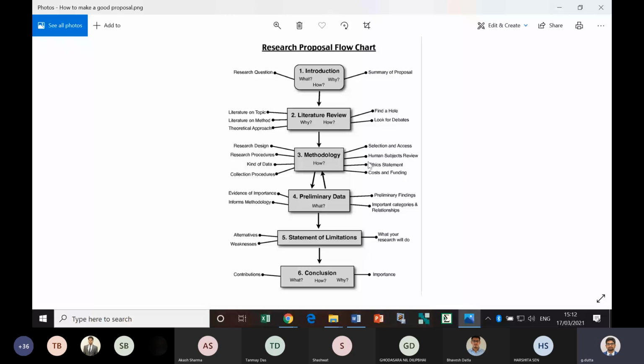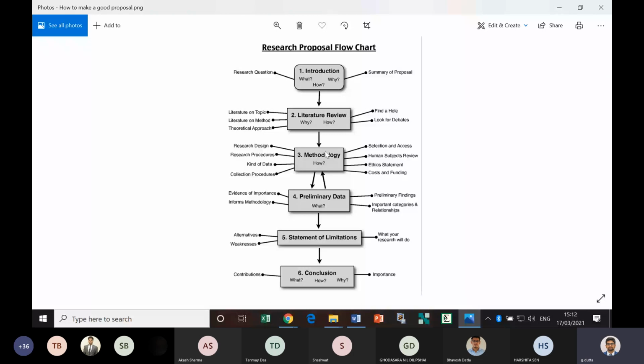After that, if everything is fine, they will give you a green signal. Okay, you can go ahead with this research. With that, they will give you a report with their signature. Based on that report, now you can go to the hospital, collect the sample, and go for analysis. So this kind of methodology you have to keep in mind.